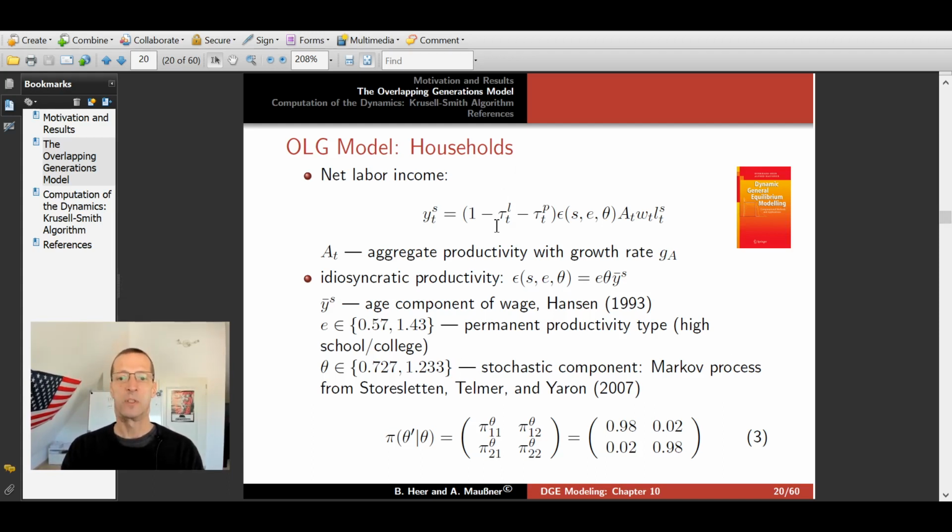The individual income is taxed at the rate tau L, the wage tax, and tau P, which is social security contribution, and we assume proportional labor income taxation here. So this is, of course, a simplification. You're invited to introduce progressive income taxation as you find in the United States.